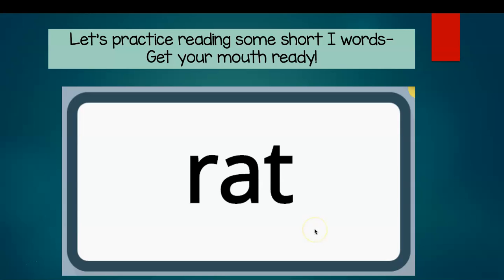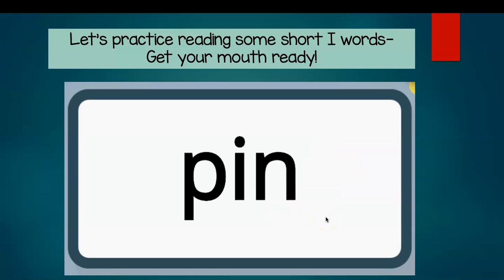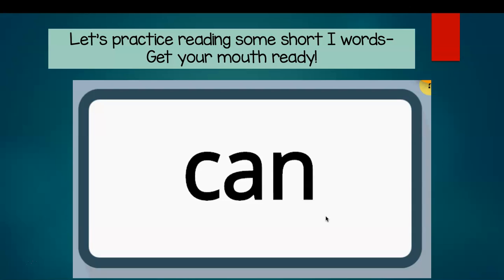Okay, so we had rat. Let's add that magic E. What is the word? You're right, it's rate. And here's that word pin. If I add a magic E, what word do I have now? Pine. Very good. And the very last one, if I have can and that magic E comes along and makes A say its name, what word do I have now? Cane. Good job.